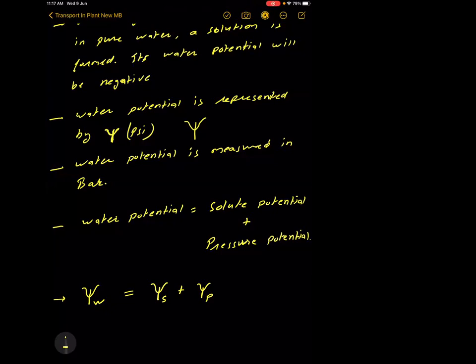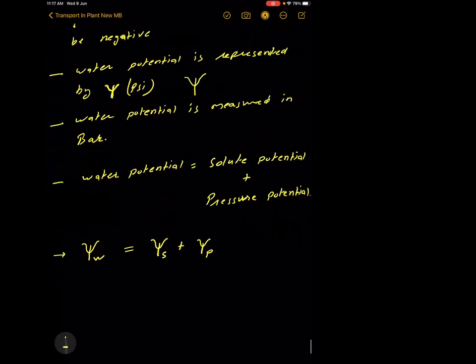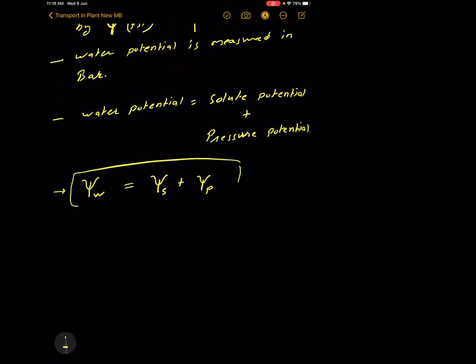What is solute potential? Solute potential is the concentration of solute in the solution. It shows the concentration of solute, so it is shown by psi s. If you add more solute, meaning the concentration of the solution increases, the water potential automatically decreases. Generally psi s is negative, it has a negative value. Clear? So this is the relation between these three.